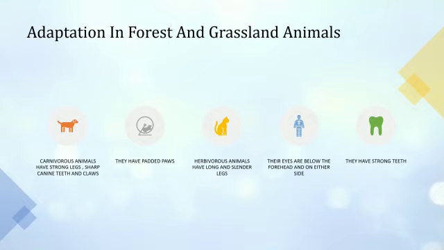Herbivorous animals. Their eyes are below the forehead and on either side. This gives them wide-angle vision to protect themselves from their predators. Their legs are long and tapering, which enables them to run fast and take long jumps. Their long and freely moving ears can receive sound from long distances and from different directions. Their teeth are strong for chewing tough plant materials.